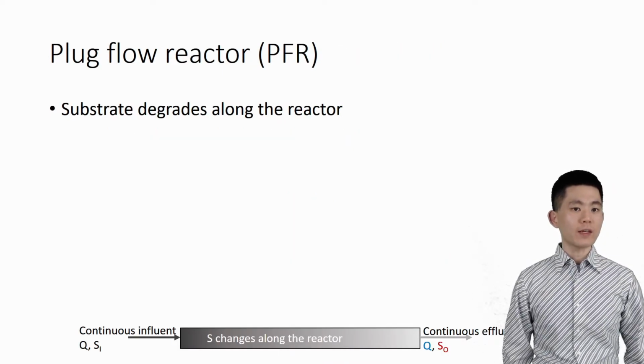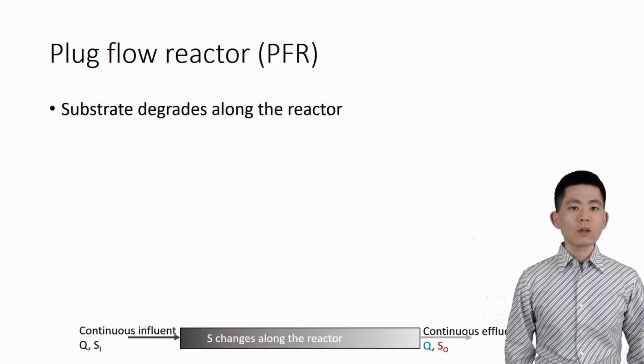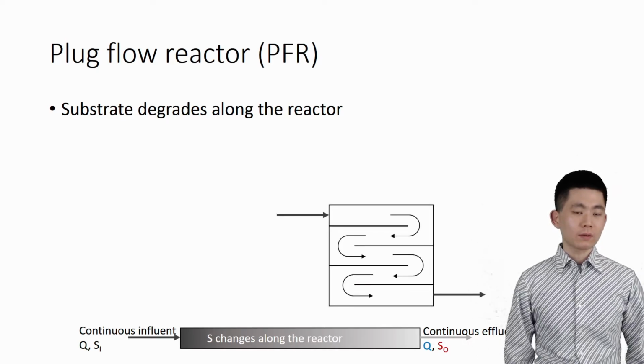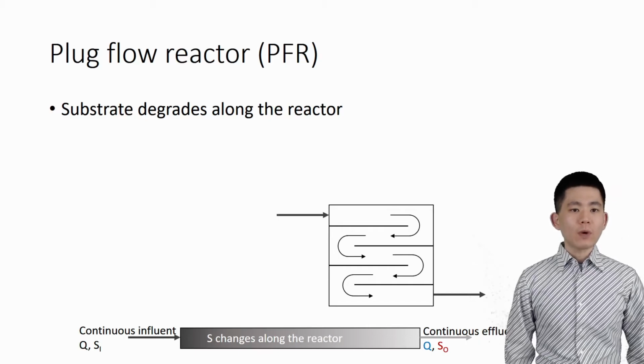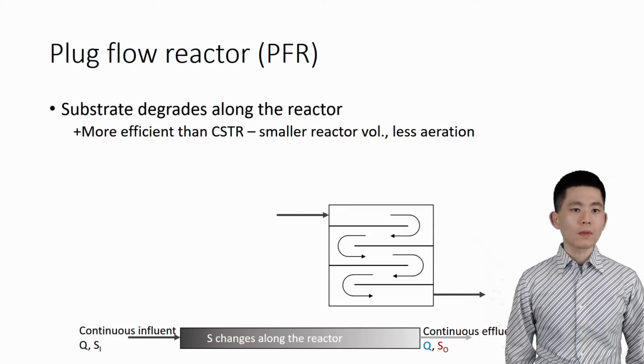PFR is also fed and vacated continuously. Because there's little axial mixing, substrate concentration decreases along the length of the reactor as they are degraded. In reality, it looks more like this. This configuration results in a much higher average substrate concentration in the reactor compared to CSTR, hence higher biomass growth rate and substrate consumption rate. Therefore, a small reactor volume and less aeration is needed.